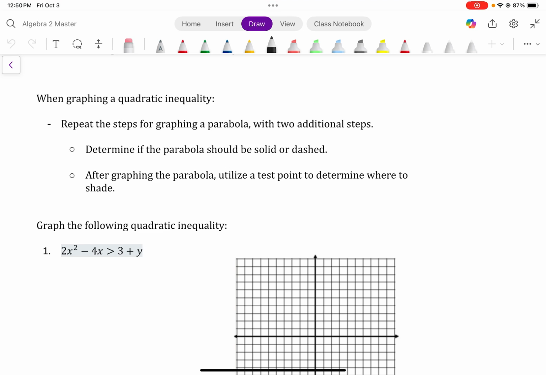The first step is making sure we know if it's solid or dashed. The second one is using a test point to determine where to shade. Right away in number 1 here, I just look at the inequality symbol and I can immediately tell that this is going to be a dashed parabola. I'm not going to do anything with that until I actually get to connect some dots, but I know in the back of my head that this is going to be dashed.